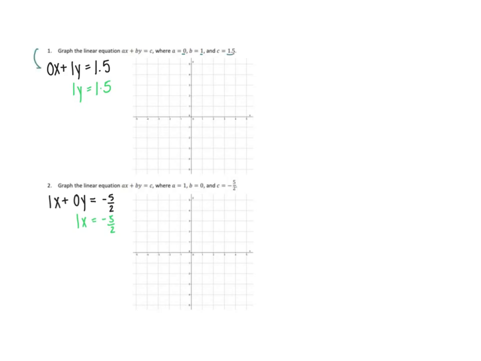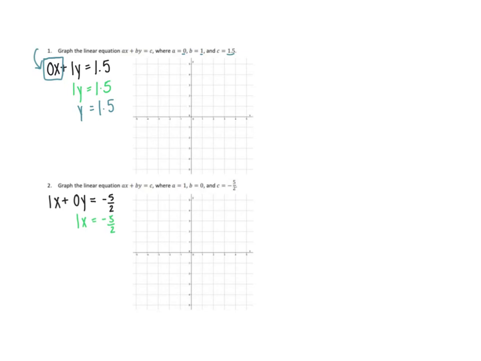I went ahead and I wrote this equation out for you. 0x plus 1y equals 1.5. And then I simplified it because when there's 0 x's, there's no x's. So this is the same as saying y equals 1.5. And I want you to graph that. Okay, you can create a table of values if you want. You don't have to. It's up to you, but I want you to graph this.